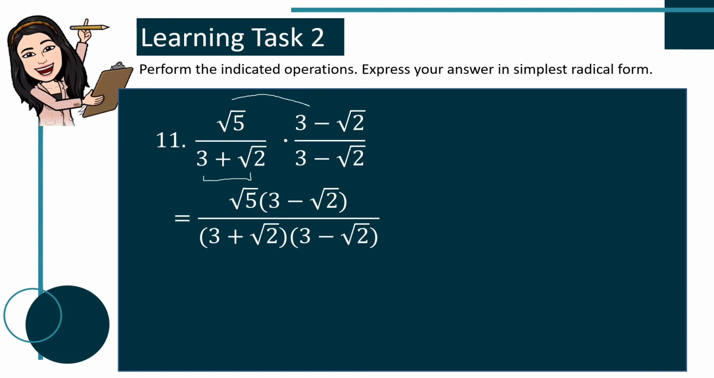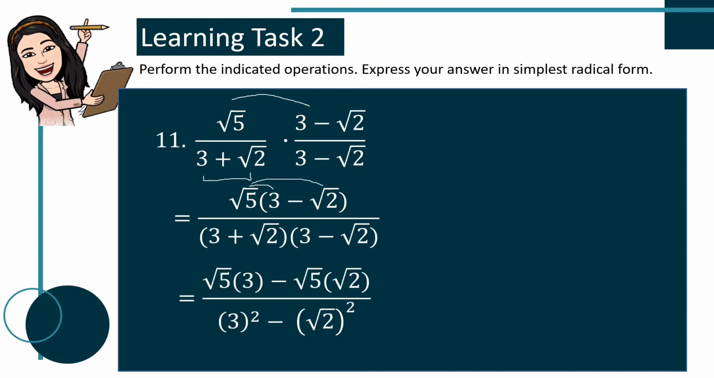Nakuha? Now, i-simplify natin itong numerator muna. By applying the distributive property, imumultiply natin sa square root of 5 by 3, and then square root of 5 by negative square root of 2. Nakuha? So, kaya po naging square root of 5 times 3 minus square root of 5 times square root of 2. Next, itong ating denominator, since yan ay example ng sum and difference of two terms, we just need to get the square of the first term, then subtract it to the square of the second term. So, ganun lang po yung technique doon.